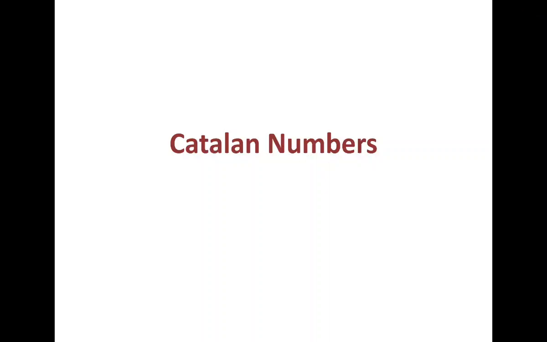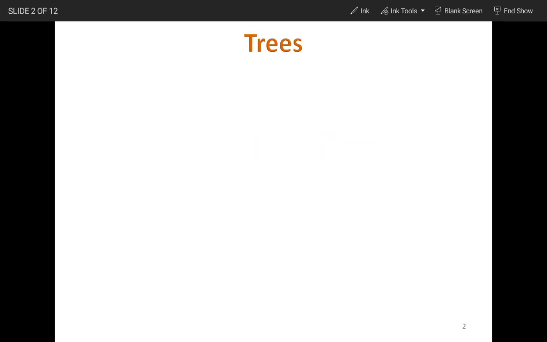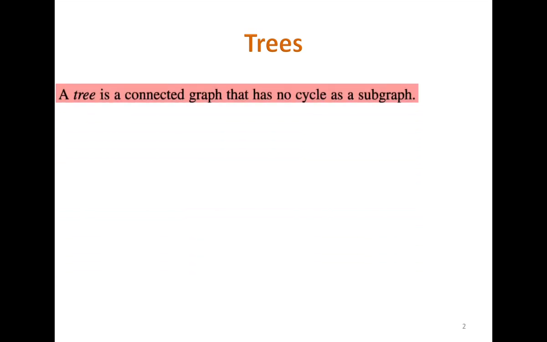Good morning, everyone. So, today we are going to see a combinatorial problem related to graph theory, which we are going to solve using the concept of recurrence relation and generating function. So, to begin with, let us understand the concept of a tree. A tree is a connected graph having no cycles as a subgraph.